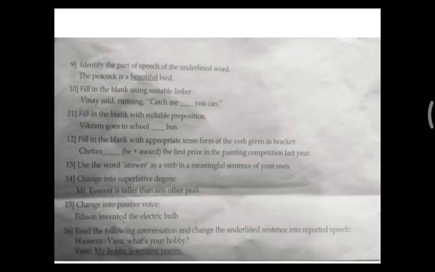So this is your verb form of answer. Now moving to the next question. Change into superlative degree. We have to change this sentence into superlative degree.